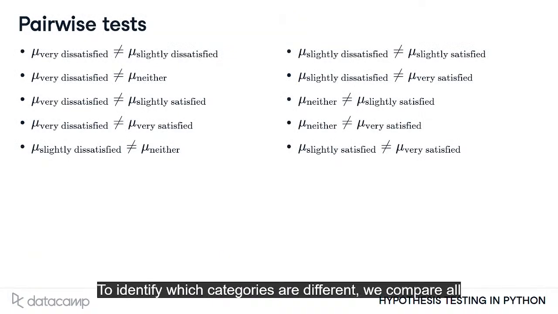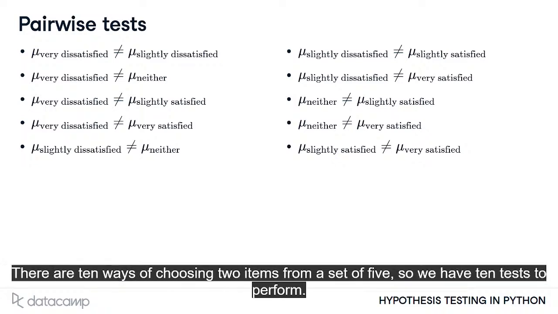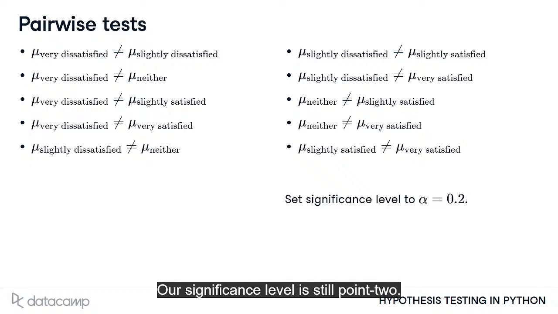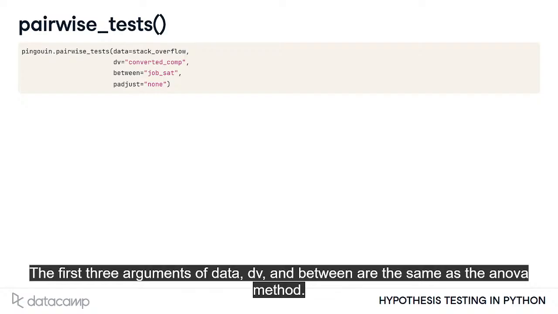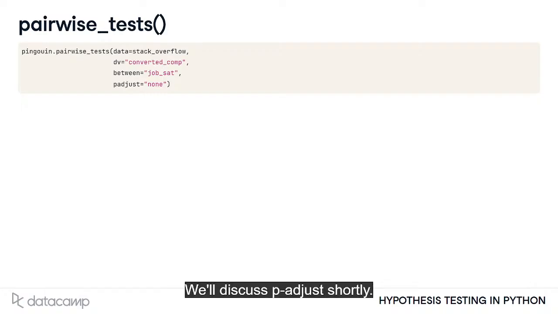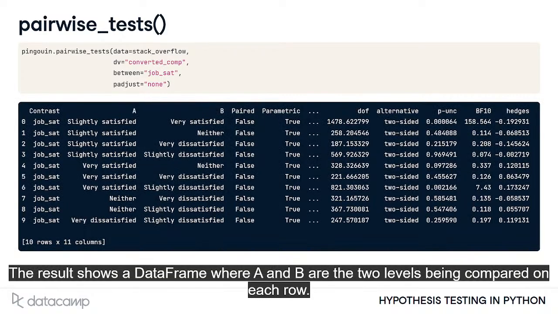To identify which categories are different, we compare all 5 job satisfaction categories, testing on each pair in turn. There are 10 ways of choosing 2 items from a set of 5, so we have 10 tests to perform. Our significance level is still 0.2. To run all these hypothesis tests in one go, we can use pairwise tests. The first 3 arguments of data, dv, and between are the same as the ANOVA method. We'll discuss p-adjust shortly.